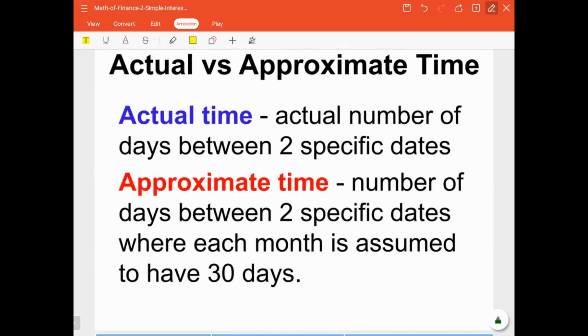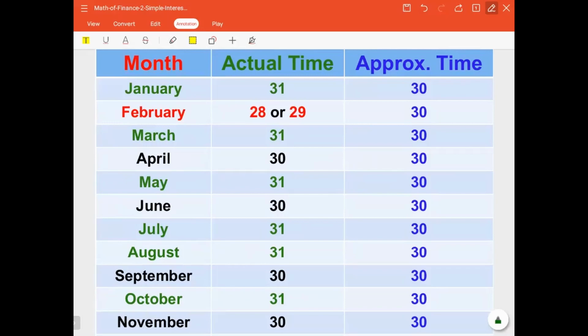What are this actual time and approximate time? Actual time is the actual number of days between two specific dates, while approximate time is the number of days between two specific dates where each month is assumed to have 30 days. If you say actual time, we need to consider the actual number of days of the months.